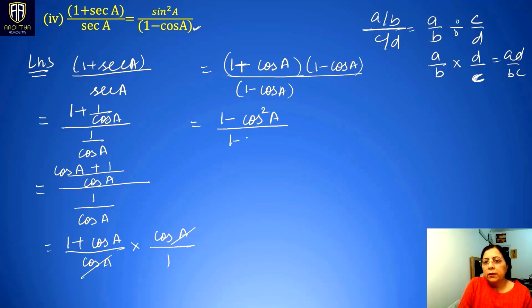And in the denominator we have 1 minus cos A. 1 minus cos A we have got. And the numerator gets modified itself. 1 minus cos square A is sin square A upon 1 minus cos A. So this is your RHS. Right?